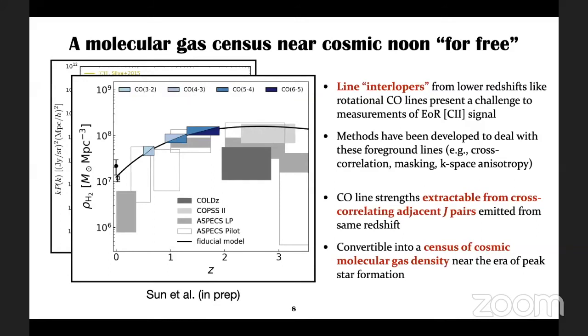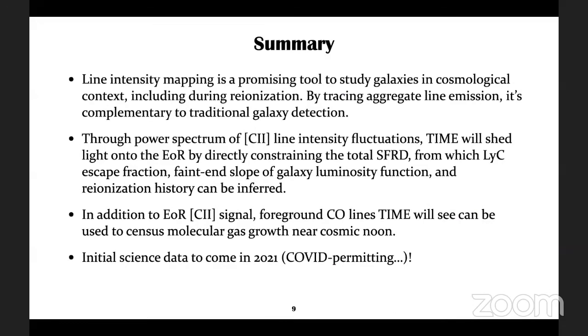Specifically, we are able to extract the strength of these CO lines by cross-correlating spectral channels of TIME corresponding to adjacent pairs of CO transitions emitted from the same redshift. And then, as shown in this plot, if we assume some prior knowledge about the CO J ladder, we'll be able to translate our cross-power measurement into a competitive constraint on the cosmic molecular gas density. Okay, thanks everyone for listening. I'll end here with my summary slide and take your questions. Thank you.